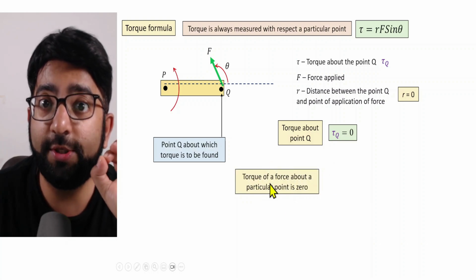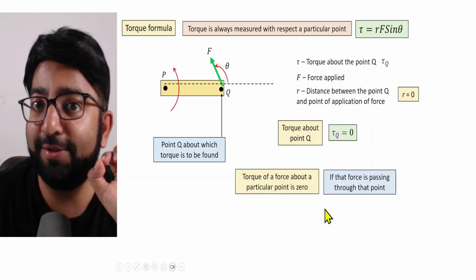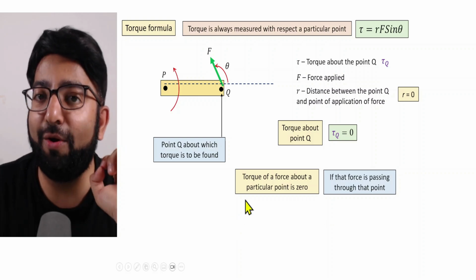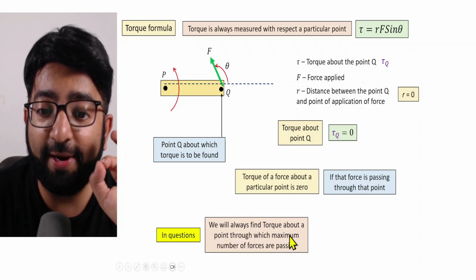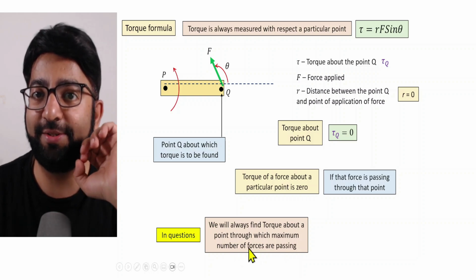Torque of a force about a particular point will be zero if that force is passing through that point. And this is the concept which we are going to use in a lot of questions. So remember the shortcut in questions. We will always find torque about a point through which maximum number of forces are passing.